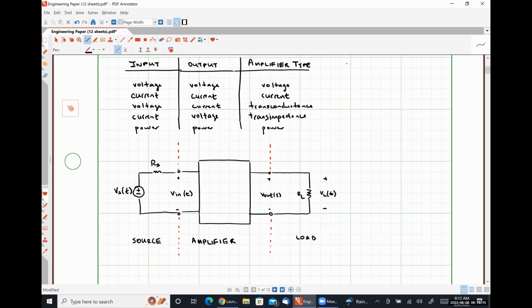So this is a very simplified view of a voltage amplifier circuit, okay? We can break it down into the source stage, which is providing a signal to the amplifier stage, which amplifies that source signal, and then the load stage, which takes the amplified signal and does something with it, okay?